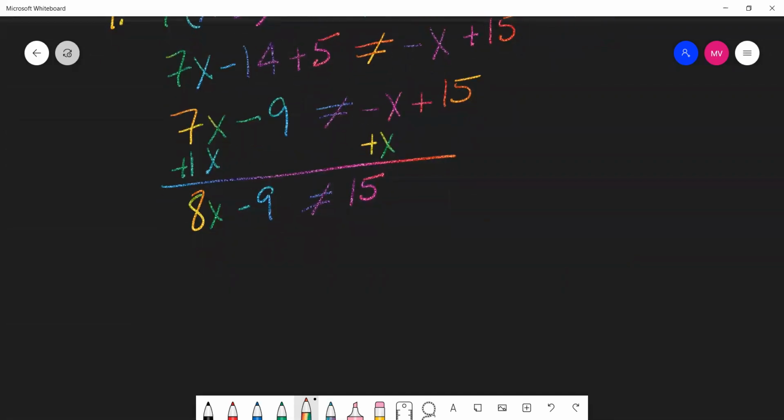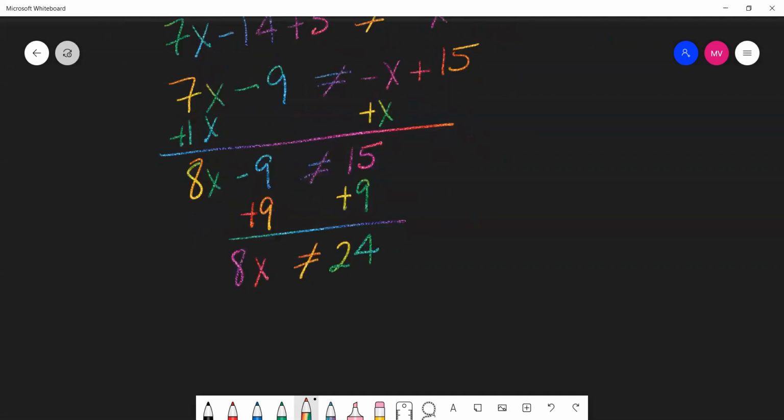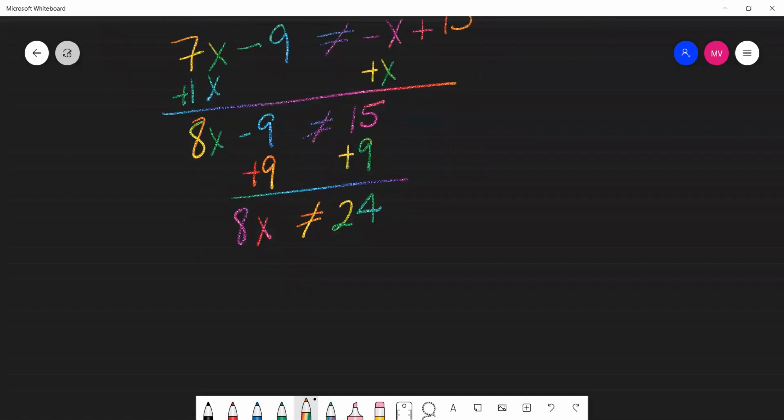All right, so our next step does what? Yep. So it's going to be 8x does not equal 15 plus 9, 24. All right, last thing. Yeah, let's divide by 8. And we end up with x does not equal 3.